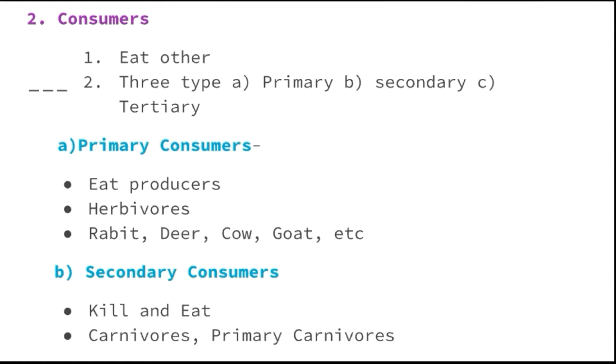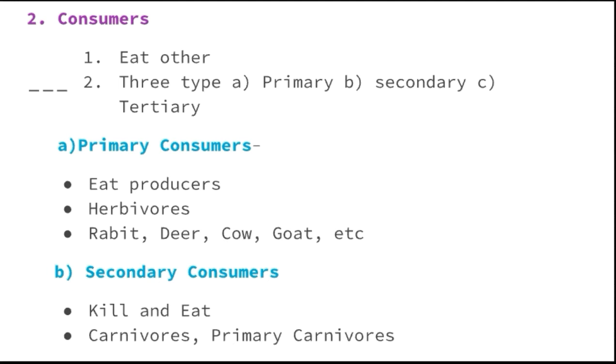The consumers are further divided into three subtypes: number one is the primary consumer, second one is the secondary consumer, and third one is the tertiary consumer. In that, first one is the primary consumer.